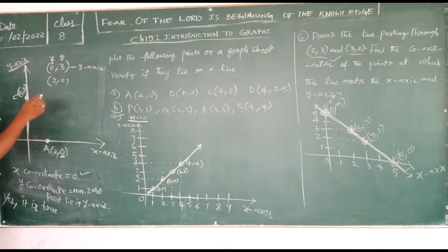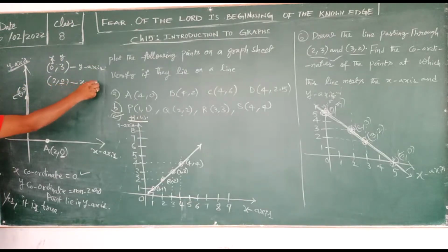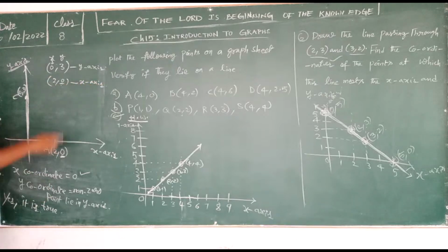Okay, and then if y coordinate, this is y, right? Y coordinate 0 happens, it lies in the x axis. Simply remember oppositely: y, x is 0, y axis; y is 0, x axis. Okay, so that is about your first one.